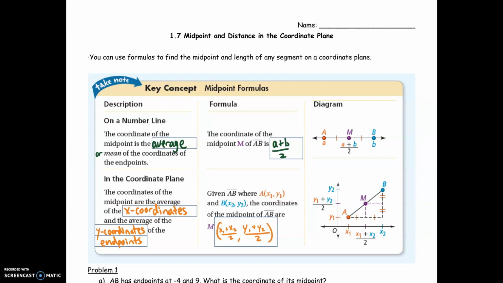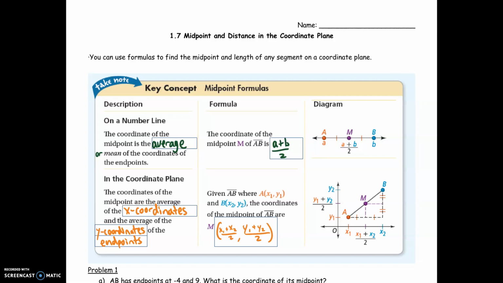And in the first case, if I'm just looking at a number line, the coordinate of the midpoint is considered the average, or mean, which is another way of saying average, of the coordinates of the endpoints. So if I'm given an endpoint for A, an endpoint for B, and I'm looking for the midpoint of a segment from A to B, I can average those together. And as we do with any other average, we find that by adding up those two coordinates and dividing by 2, because that's two coordinates we're keeping track of.